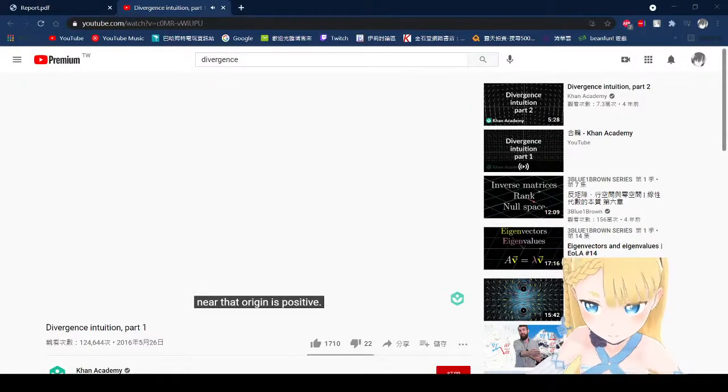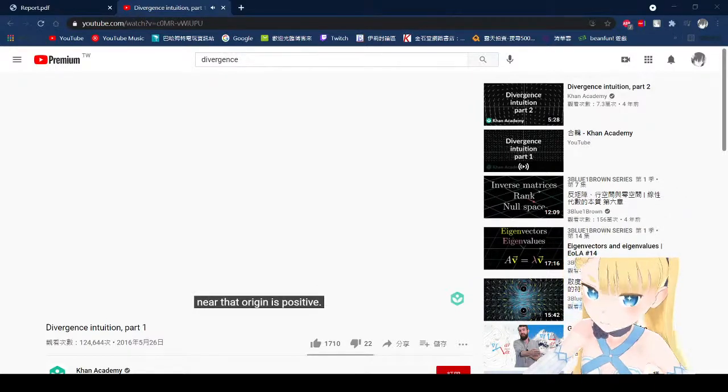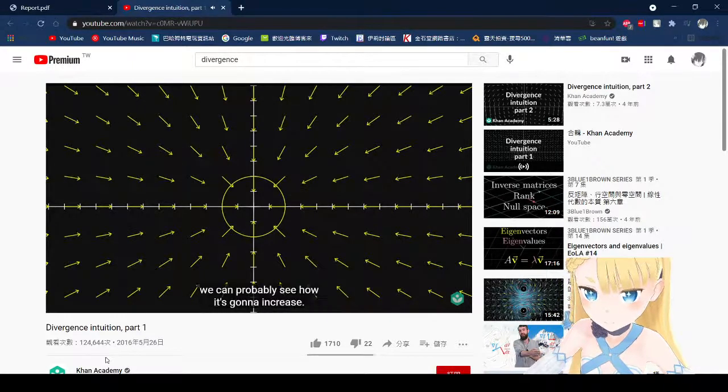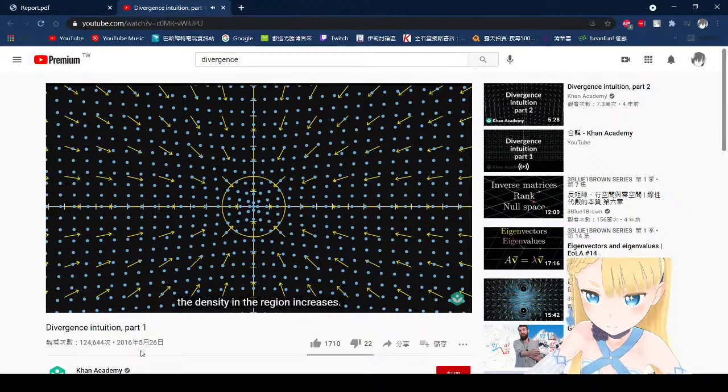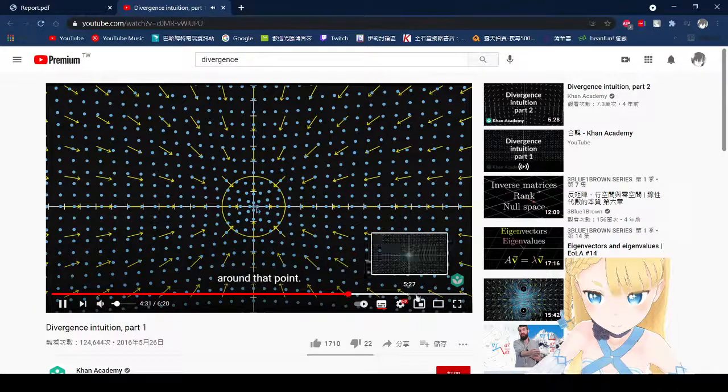But if we were to flip all of these vectors around, and I were to ask about the density in that same region around the origin, you can probably see how it's going to increase. When I play that fluid flow over just a short spurt of time, the density in that region increases. So these don't diverge away, they converge towards the origin. And that fact actually has some mathematical significance for the function representing this vector field around that point.